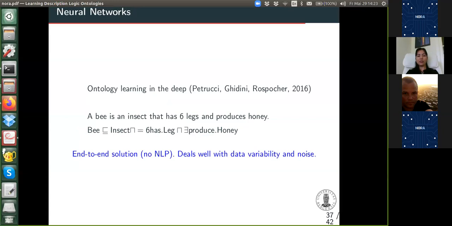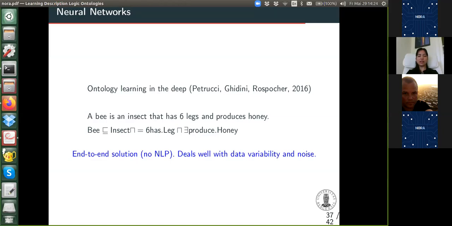Now, there is also a work by Petrucci that I would like to highlight for learning ontologies based on neural networks. In this setting, one uses to train the neural network a pair where you have a sentence, a definition of a sentence. For instance, a bee is an insect that has 6 legs and produces honey. And this is how this would be represented within description logic. And use this kind of example to train the neural network.